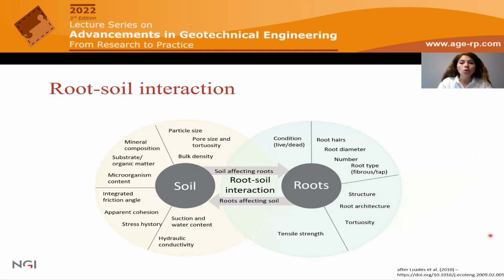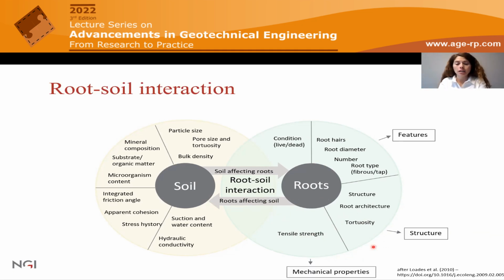Attempts have been made to summarize all the potential effects that vegetation and its parts, including roots, can have on the soil physical, chemical, mechanical, and hydrological properties. This is a schematization that shows how it is not only the roots that affect the soil properties, but it's a mutual interaction that goes in both directions. For example, soil can also affect the root features, such as root diameter, number, type, but also the root structure, the tortuosity, the root architecture, and consequently also their mechanical behavior.